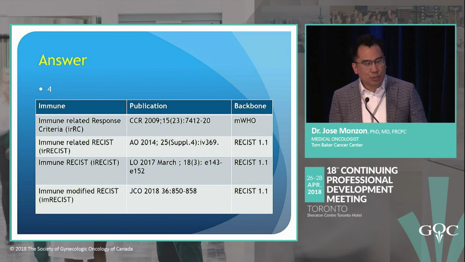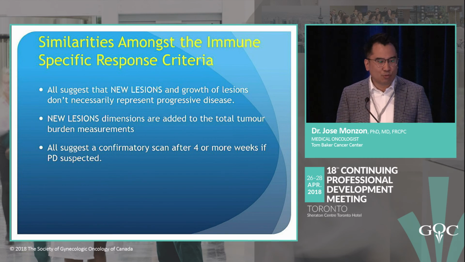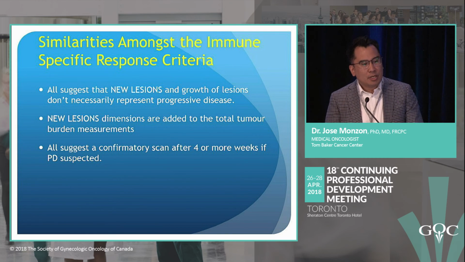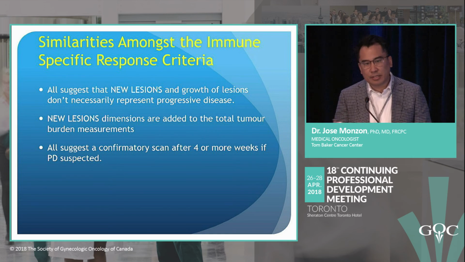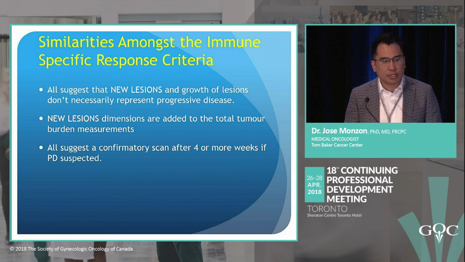There are some similarities between all of them, and this is what I'm going to go over now. One, all of them suggest that new lesions and growth of lesions don't necessarily represent progressive disease. The second is that new lesions are added to the total tumor burden measurements, and they reflect progression or response.